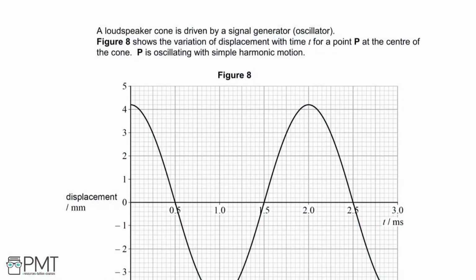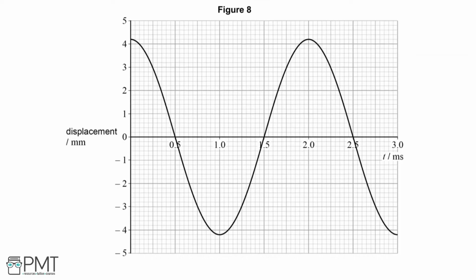A loudspeaker cone is driven by a signal generator or an oscillator. Figure 8 shows the variation of displacement with time t for a point P at the center of the cone. P is oscillating with simple harmonic motion. And that's an important point there because that comes with a load of definitions and equations that we can use later on. So figure 8, we've got our graph, sinusoidal, or technically it's a cosine graph because it starts at a maximum point, but it's a displacement time graph. So we're probably going to need to analyze that.